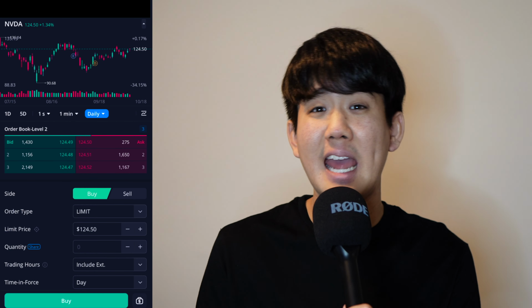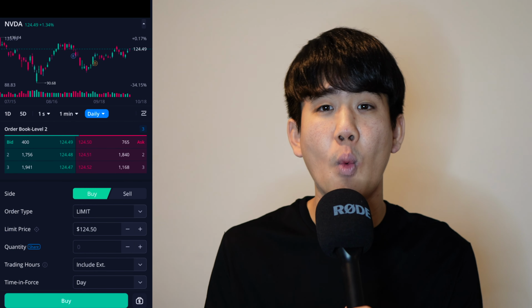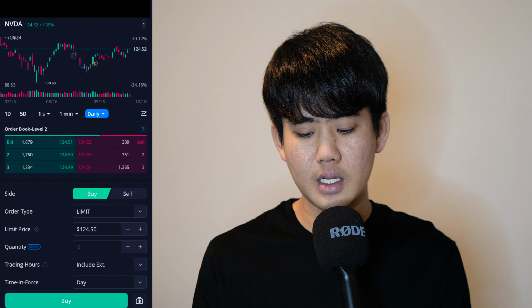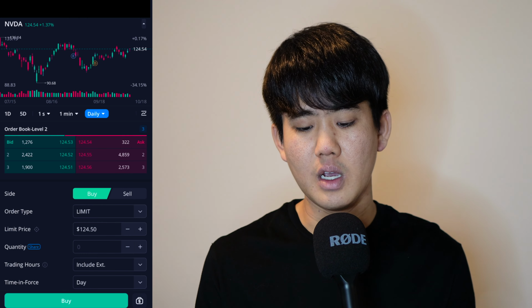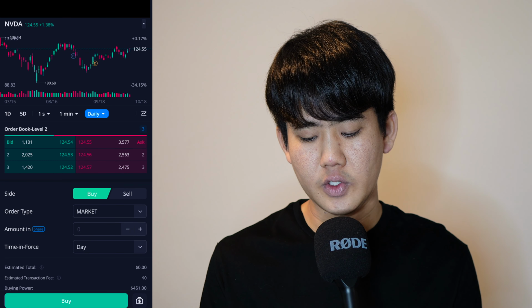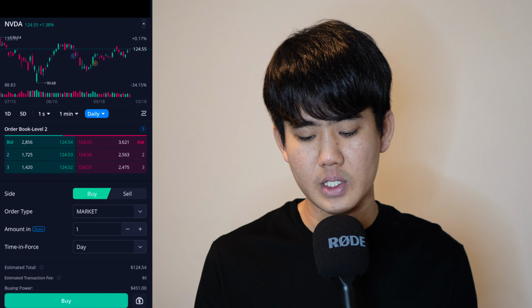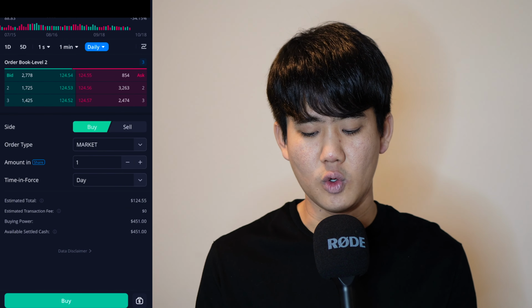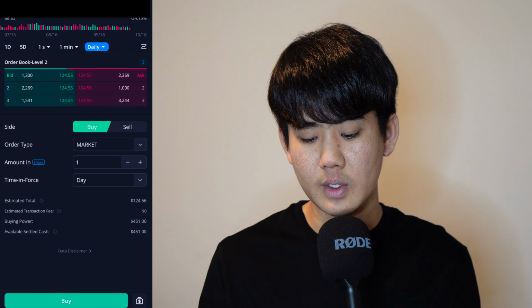Next, let's go over buying an actual stock live, and today we'll be buying 1 share of NVIDIA. So let's go here so we can click buy. In order type, we're going to go with market order. So click on market order, and we're going to set amount in shares to 1, and time in force to day. And then you're going to see the estimated total price of the stock. And then all you have to do is click buy.